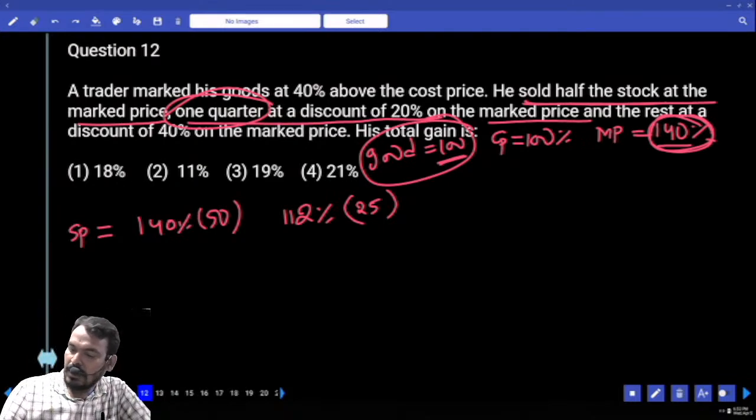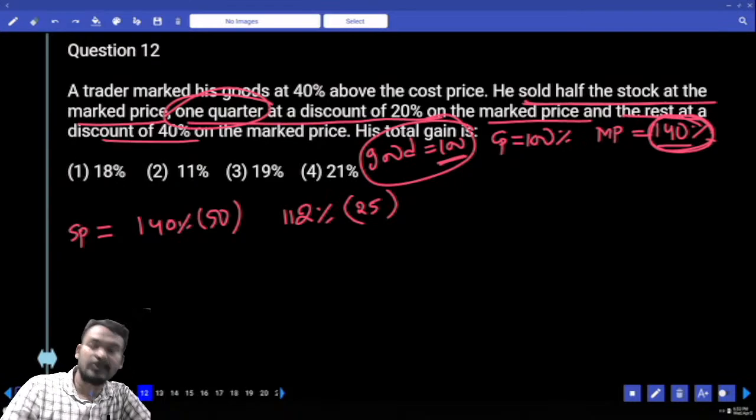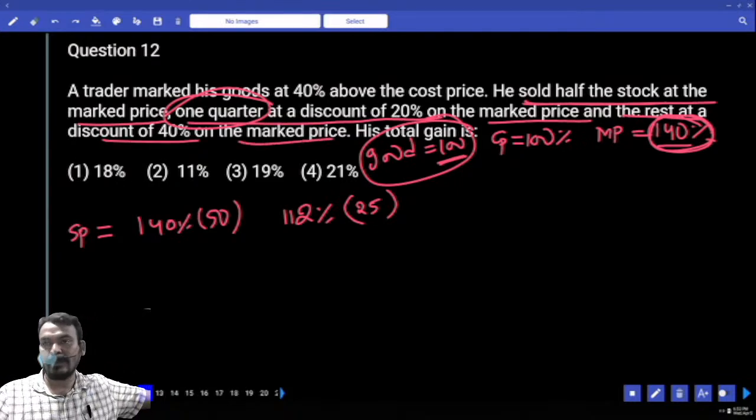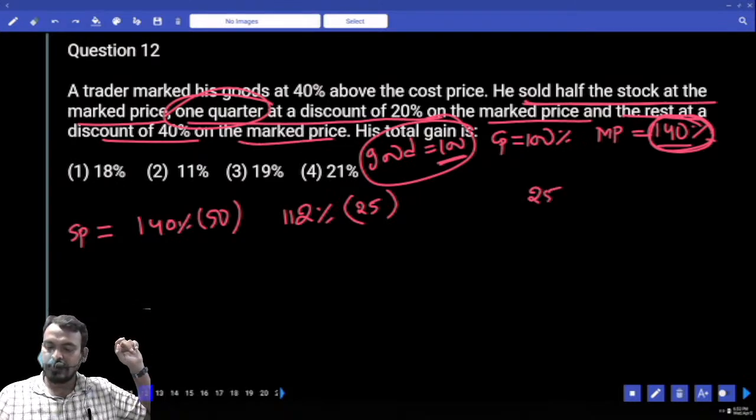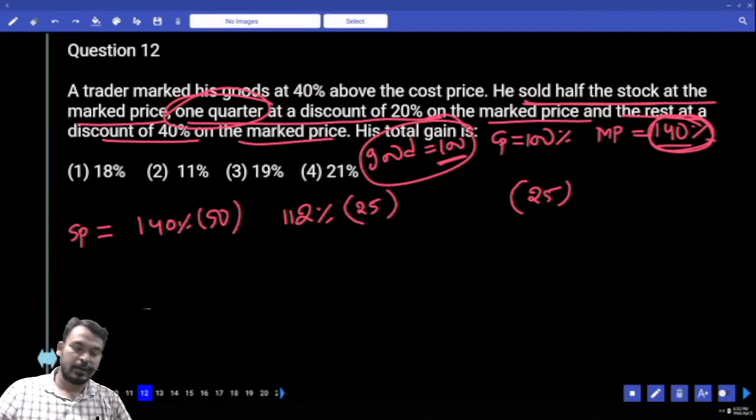Next, the rest at a discount of how much? 40% on the market price. First time 50 are sold, second time 25 are sold, and the remaining also 25, right? The 25 are sold at 40% discount on the market price. What is the 40% of 140? 56.